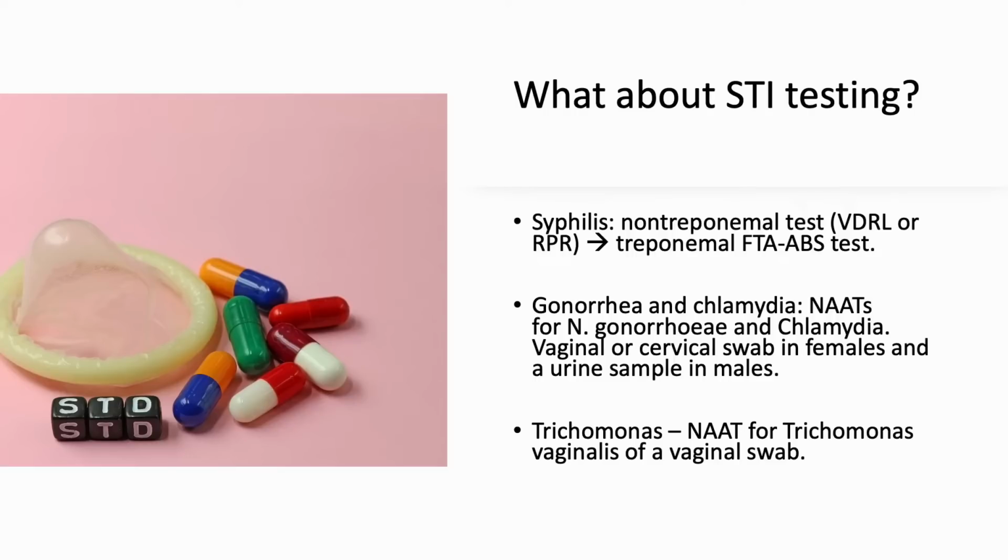The most commonly used test for initial screening for syphilis is the non-treponemal test, which includes VDRL or RPR test. These tests detect antibodies that the body produces in response to a syphilis infection. If the non-treponemal test is positive, a confirmatory test called treponemal test is usually performed. Examples of treponemal tests include FTA-ABS test or fluorescent treponemal antibody absorption test.